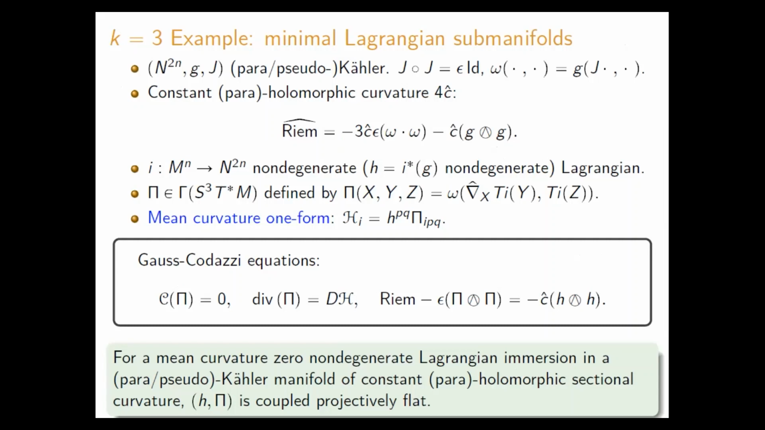So this is the summary. For a mean curvature 0 non-degenerate Lagrangian immersion in whatever type of Kähler manifold of constant, whatever type of holomorphic sectional curvature, this pair solves these coupled projectively flat equations. So there are examples. I should comment that this example is essentially the same example in the para-Kähler case as the affine sphere, the affine hypersurface example I'll talk about in a little bit. Locally, they're equivalent.